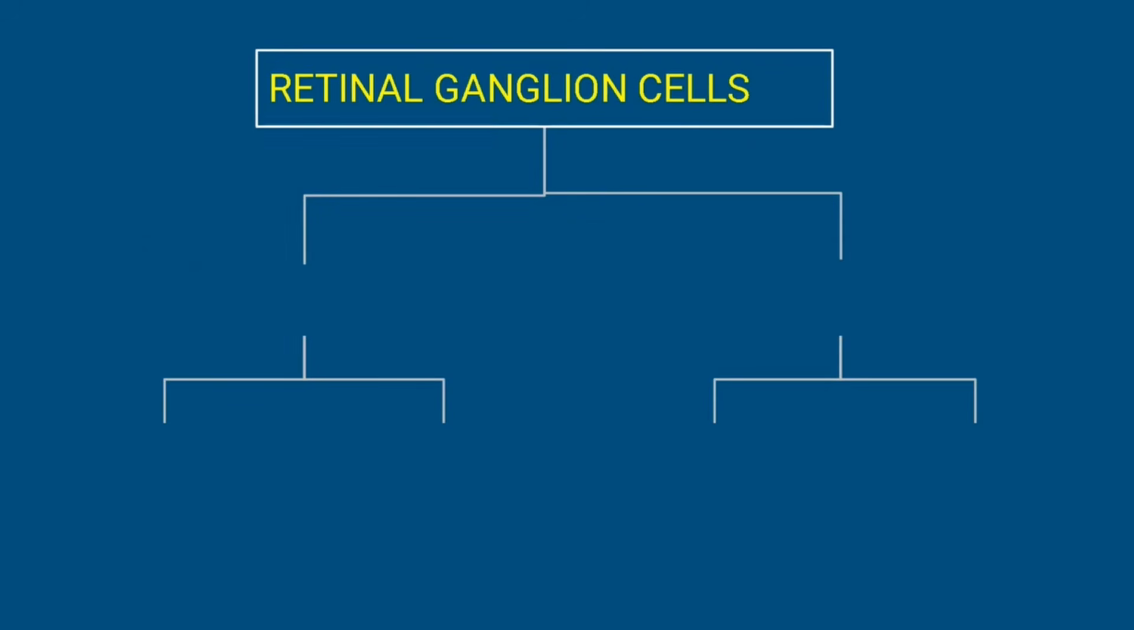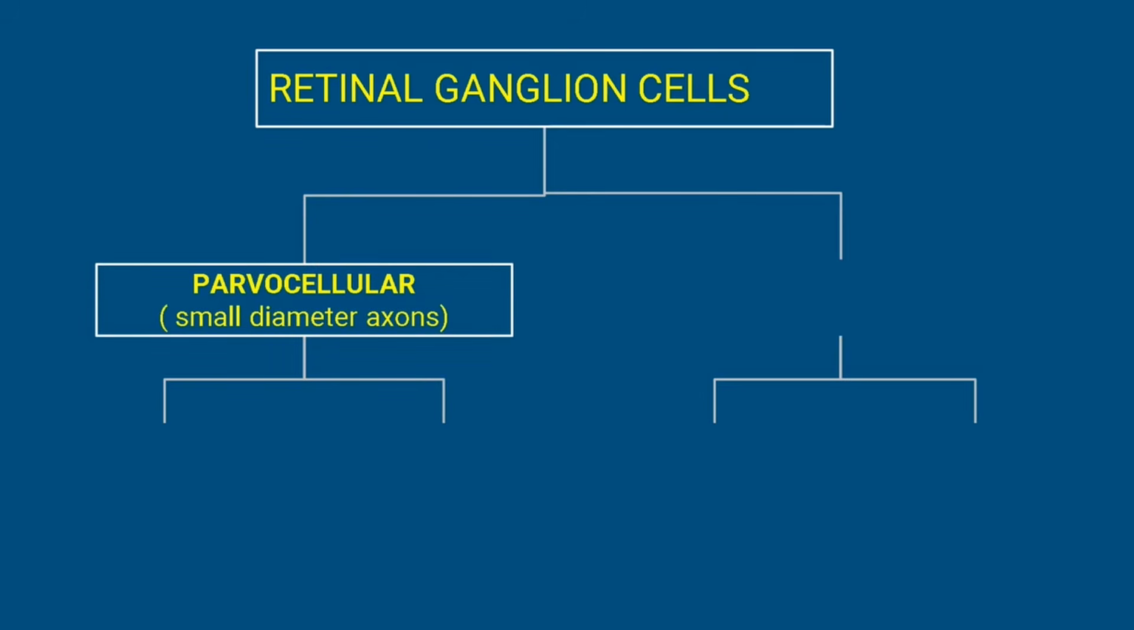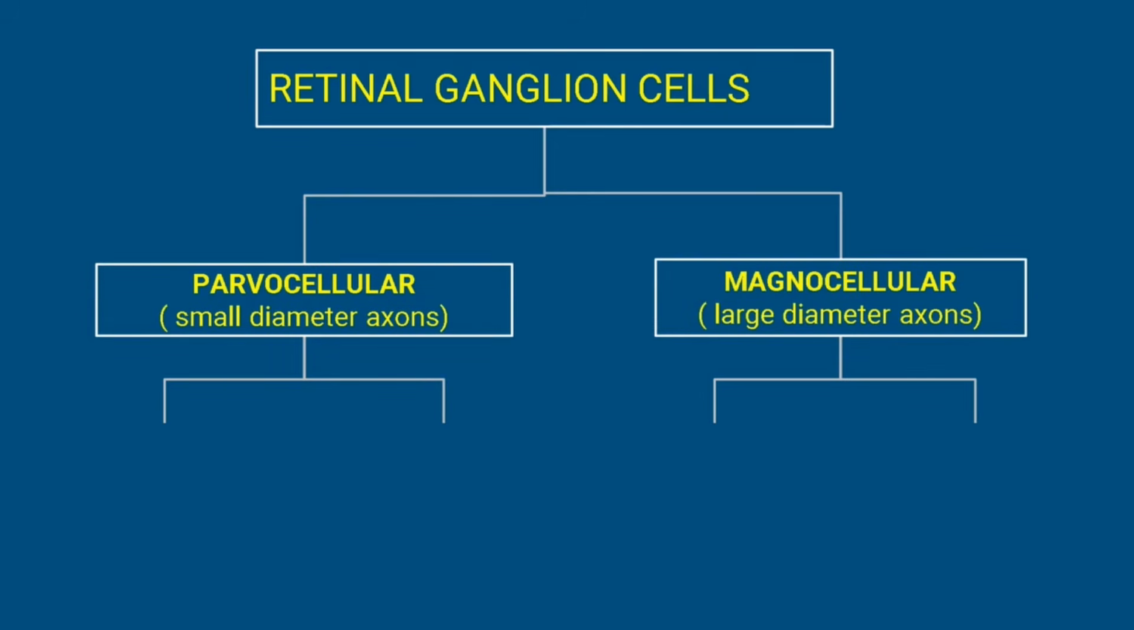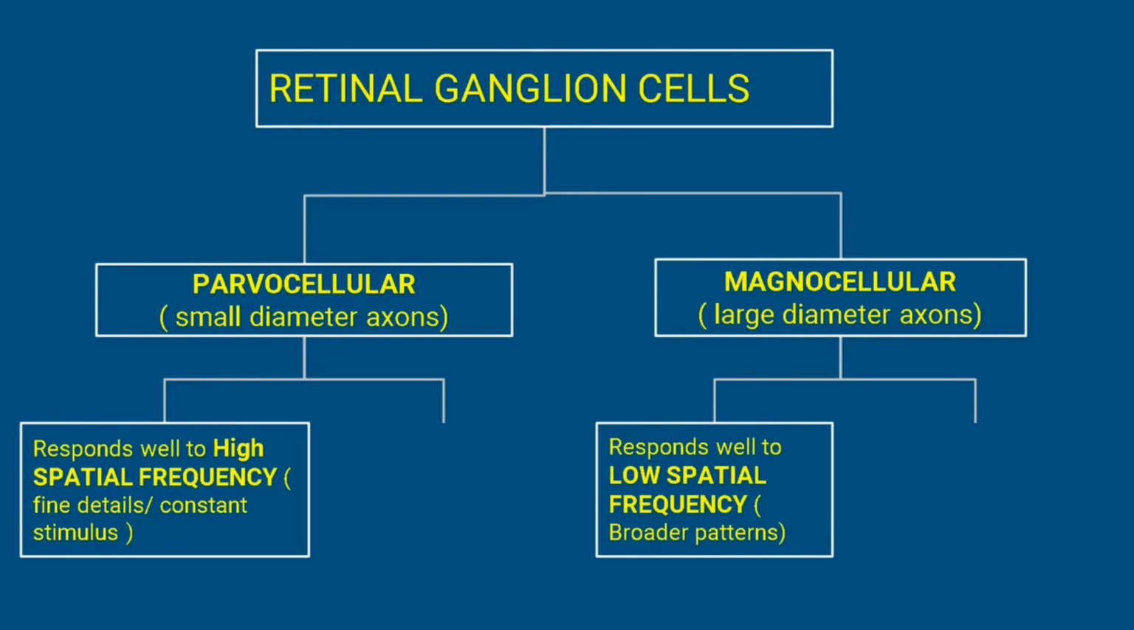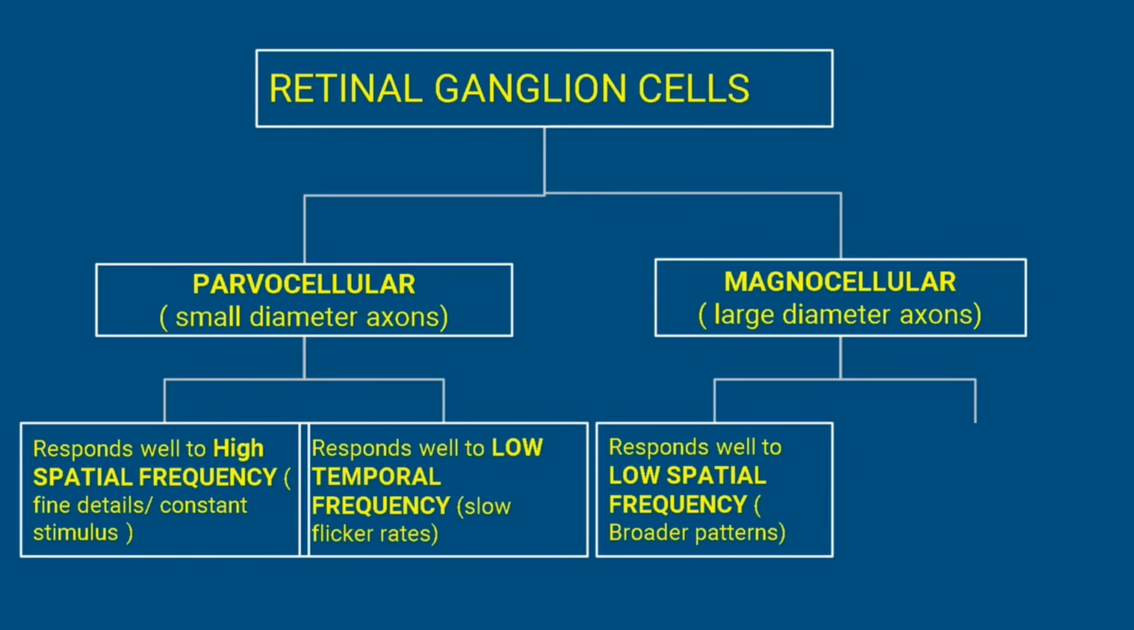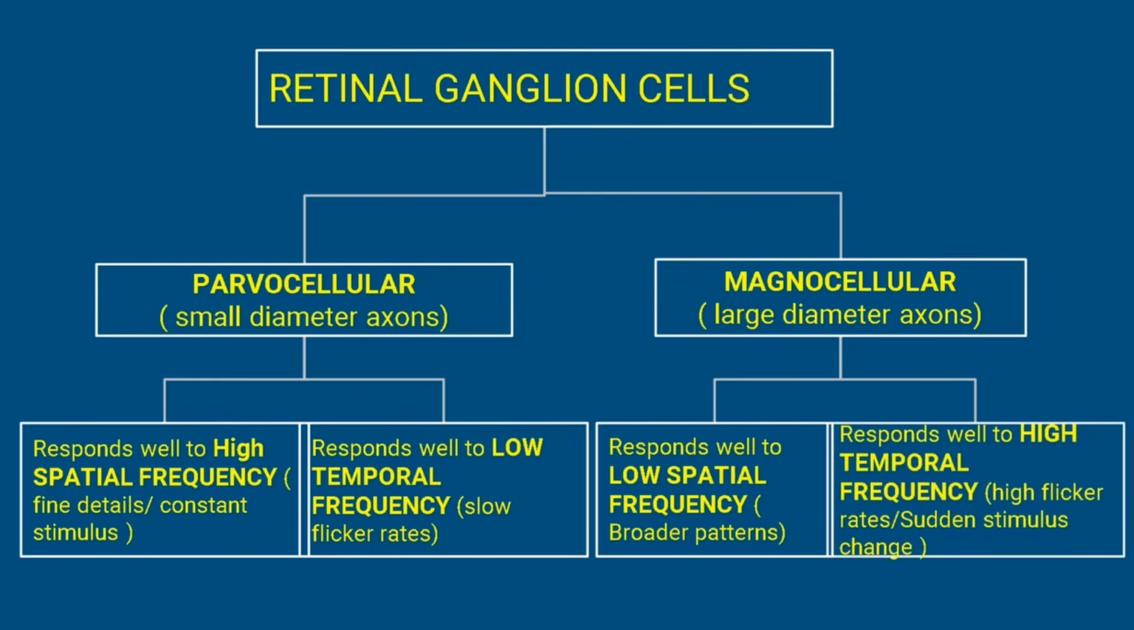The frequency doubling technology. The retinal ganglion cells are divided into two types, the parvocellular cells and the magnocellular cells. The parvocellular cells respond well to high spatial frequency, that means fine details. The magnocellular cells respond to low spatial frequency, that means broader patterns. The P cells again respond to low temporal frequency, that means low flicker rates, and magnocellular cells respond to high temporal frequency, that means fast stimulus rate.